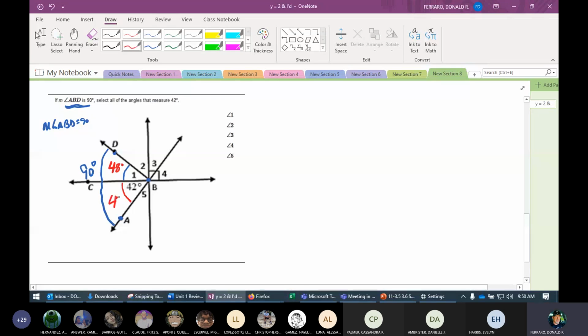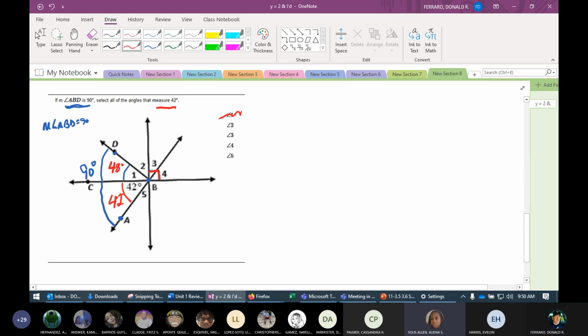So this first angle is 42 degrees. The second one is 48. So angle 1, they're looking for, select all the angles that measure 42 degrees. So angle 1 equals 48. That is not included. I can eliminate that answer. Good. Now, oh, look. What does this little square mean in that angle?